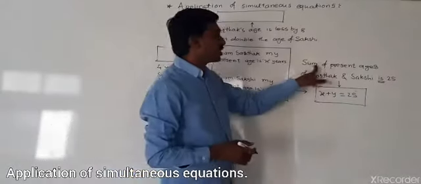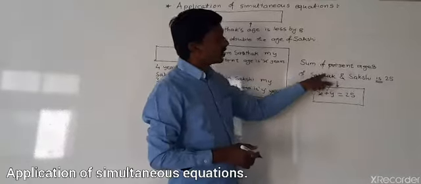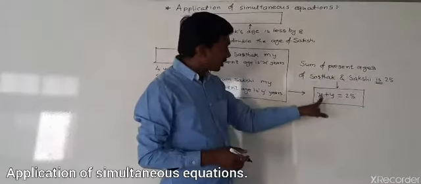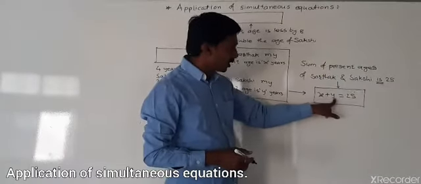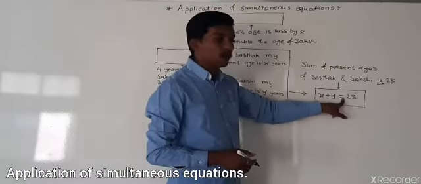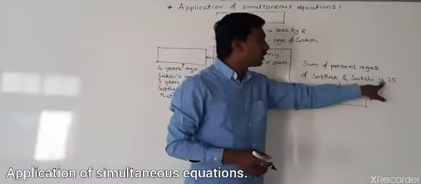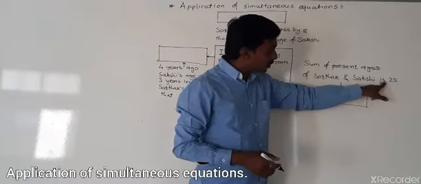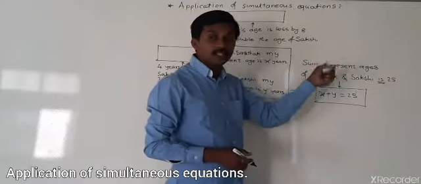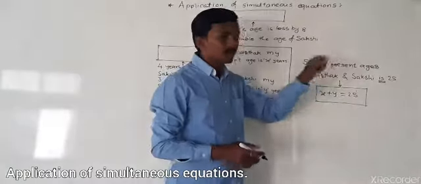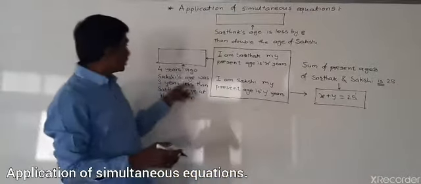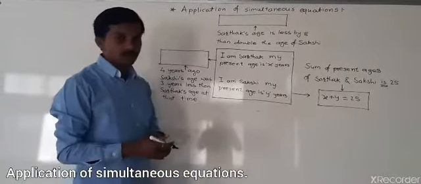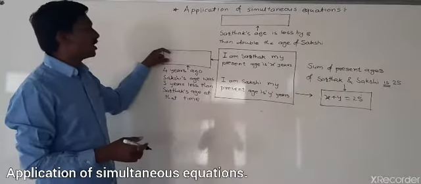Here it is given that the sum of present ages of Sarthak and Sakshi is equal to, here we have given "is", but we have to assume that it is not only "is", that is equal to, and that is 25. Now we will discuss the second situation.